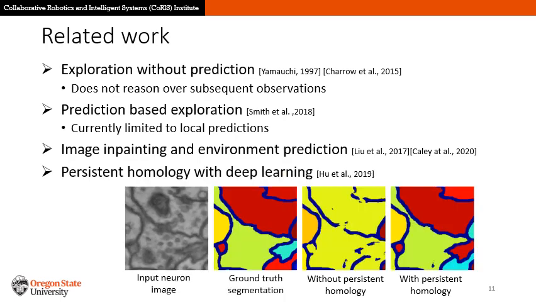Persistent homology has been used in deep learning contexts. The image shows a segmentation task. In the left, we have the neuron image, followed by the ground truth segmentation. It can be seen that the network trained using persistent homology can reason about the small disjoints in the segmentation, leading to better performance.